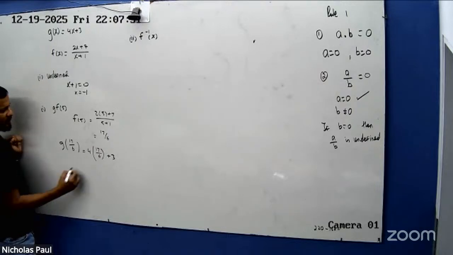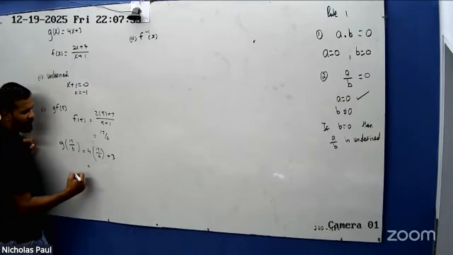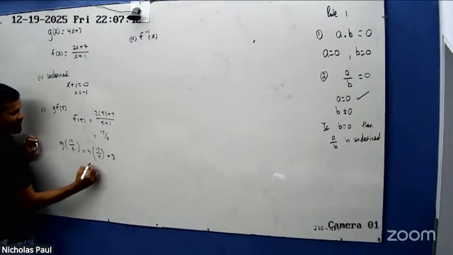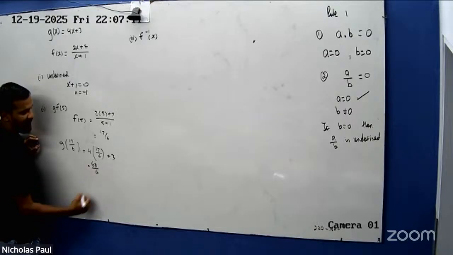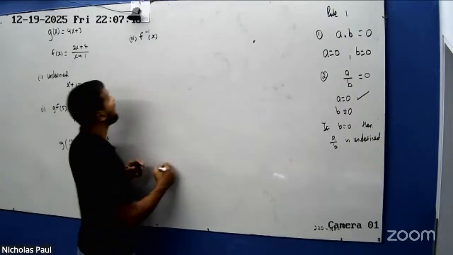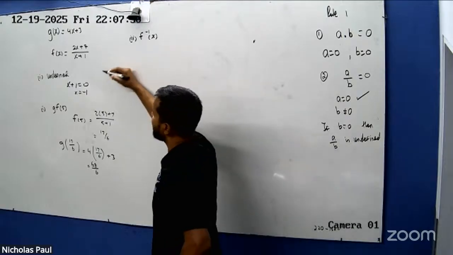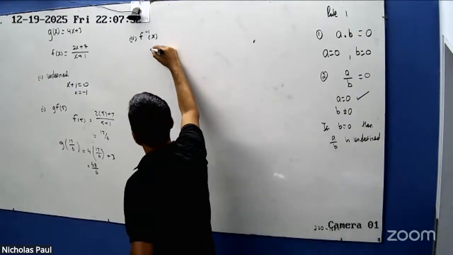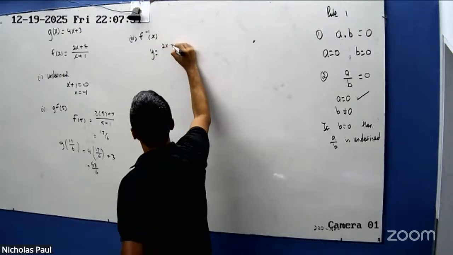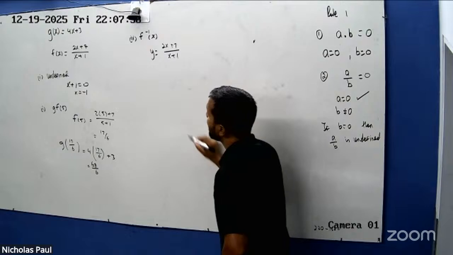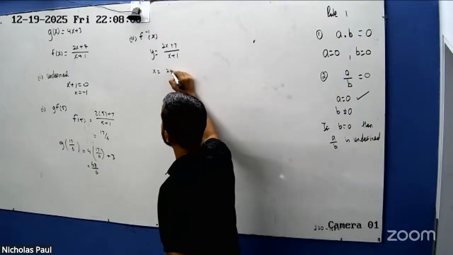And then we work it out. You can put out the calculator. What do you get? 68 over 6, so you can put that straight in the calculator. Nothing too fancy there. Then we want to find f inverse. So we let y equal to 2x plus 7 over x plus 1. Interchange x and y.